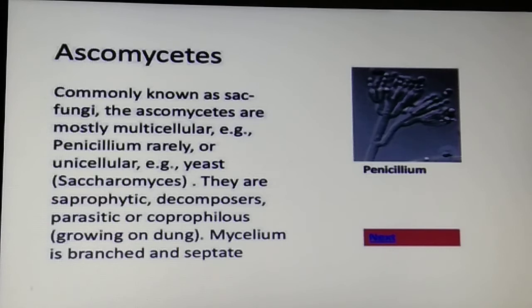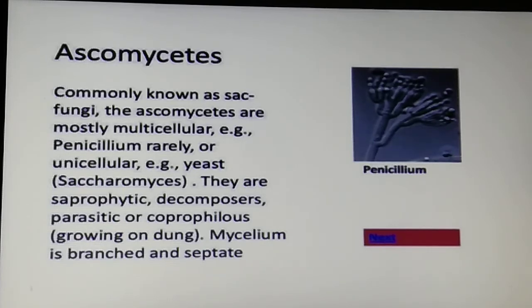Singular is ascus. So here these ascospores are formed inside these asci, students, and these asci are arranged in different types of fruiting bodies called ascocarps. So these fruiting bodies are known as ascocarps. Some examples are Aspergillus, Neurospora, which is used extensively in biochemical and genetic work.